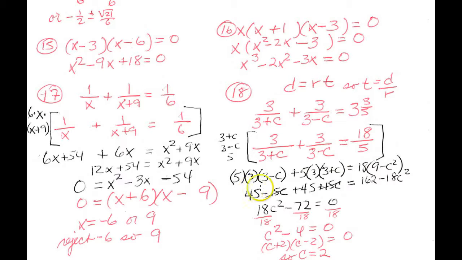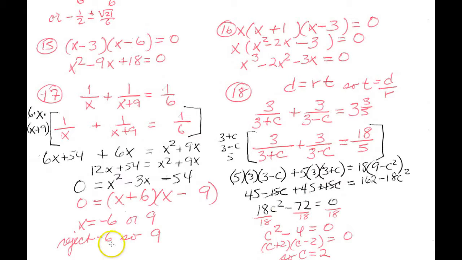So I then notice that here the negative 15c and positive 15c cancel out. I add 45 and 45 and get 90. I want to keep everything, well, at least my c squared term, positive. So I bring that over, and I end up, after I subtract 162 from my 90, I get a negative 72.